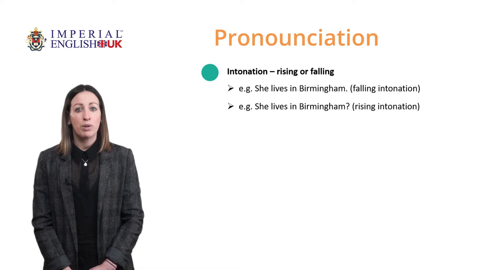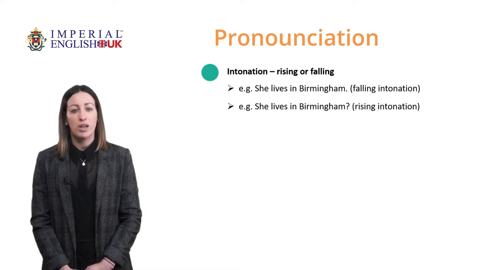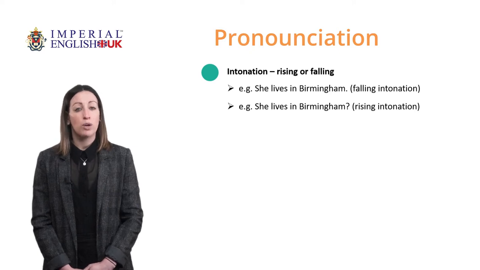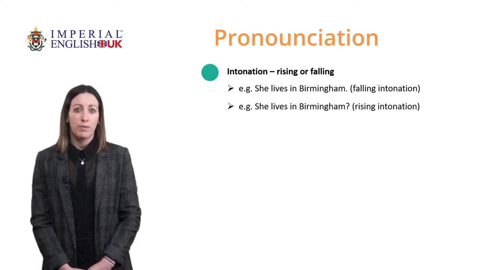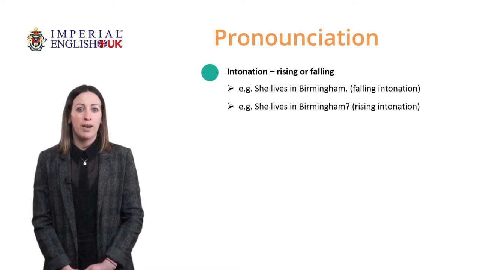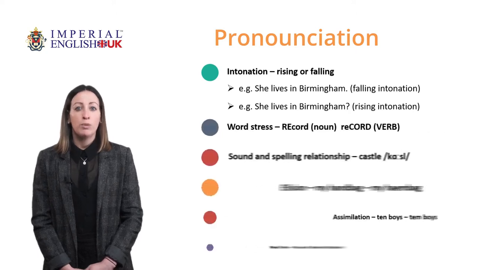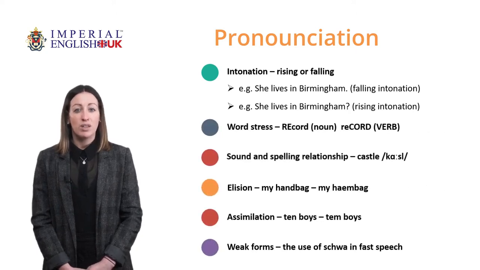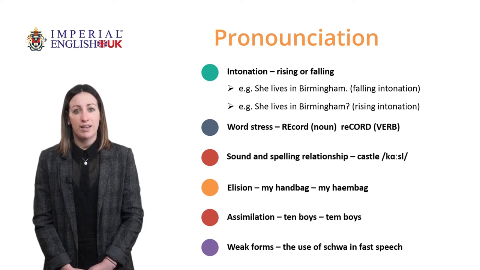In the first example on the slide of falling intonation, we can look at the full stop to tell us that this is a statement. In the second example, there is a question mark. In spoken language, a rising intonation would show us that this is a question. Pause for a moment and try saying, "She lives in Birmingham," as a statement and as a question.